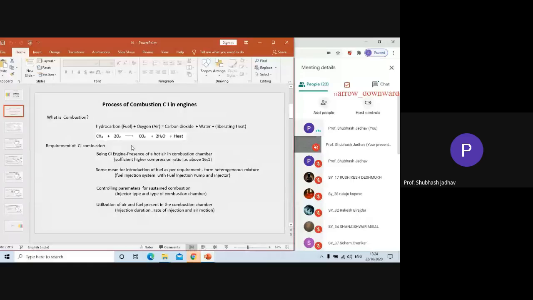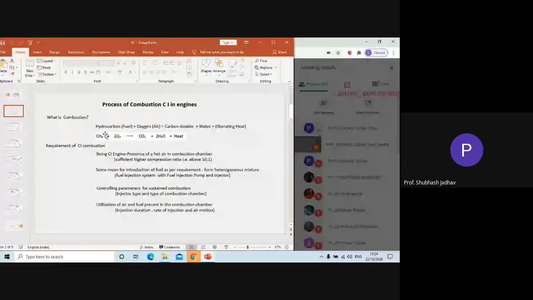Wherever you go, the combustion process is basically an oxidation reaction. So the fuel is oxidized with the help of an oxidant. We have fuel and oxidant, which is oxidized to give carbon dioxide and water with the evolution of some amount of heat. This is the combustion process.